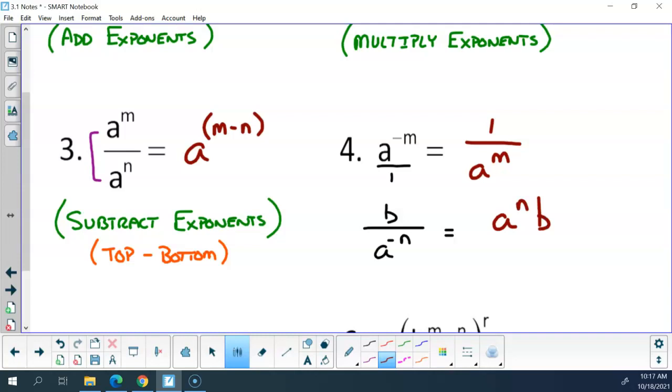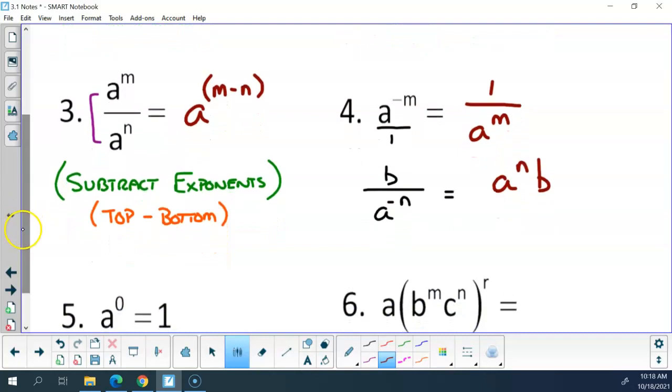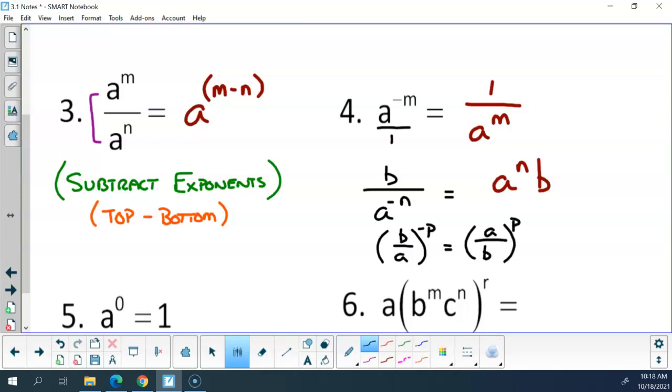We don't move them both unless the whole thing is in a set of parentheses and there's a negative exponent on the outside. Then we would flip both, and that would be A with an exponent and over B. So like if we had, I'll go a third one here, b over a to the negative p power, let's say, with a different exponent, then that would be a over b to the positive p power.